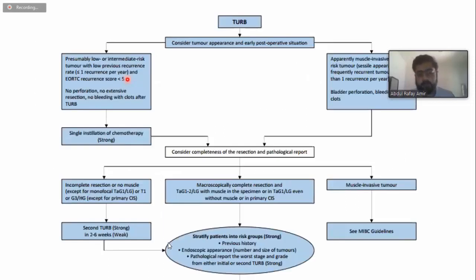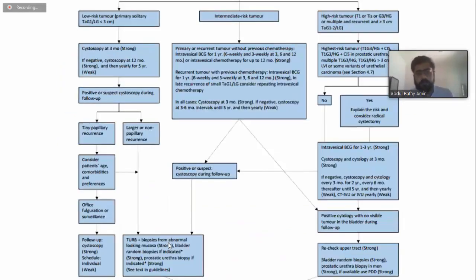This is the summary of all the treatment that we have advised, which includes all the steps that I have explained in the previous slides. This is just a review of every management possibility.